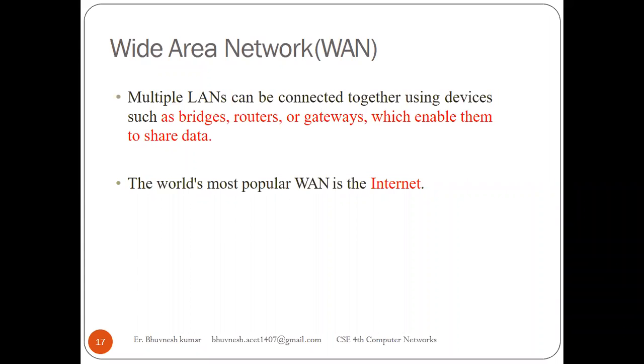The world's most popular WAN is the internet. If the question is which is the world's most popular wide area network, that is the internet. The internet is defined as a network of networks. It can be a local area network to a WAN, or a local area network to a MAN. The network of networks is your internet.